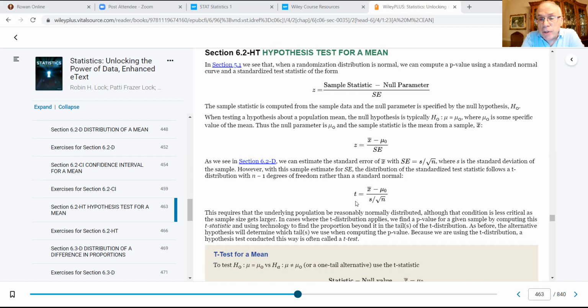So in this section, we're going to assume that we do not know the population standard deviation, and that's true. Most researchers don't know it, and we're going to use S in this formula, and therefore what we're going to be calculating is a t statistic instead of a z statistic. So that's the big change here.